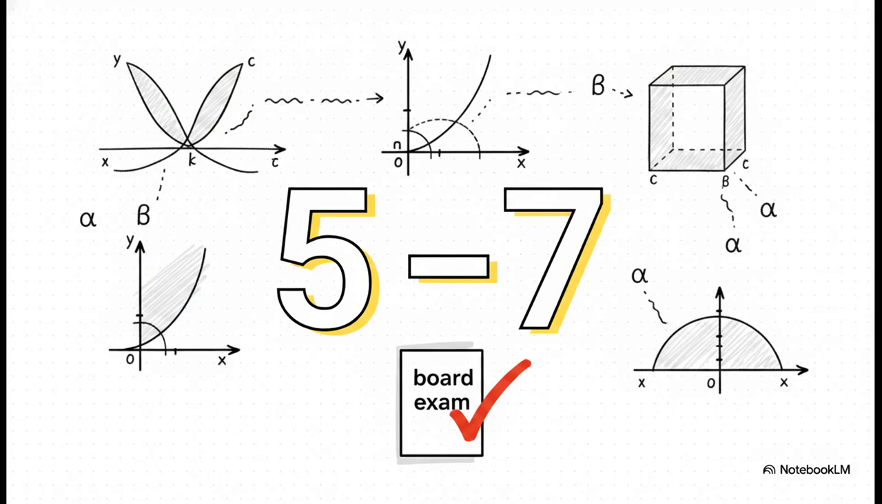And why exactly should you put in the effort to memorize them? Because these concepts, specifically the zeros, the graphs, and those secret relationships between the zeros and coefficients, are directly worth 5 to 7 marks on your board exams. That is a massive chunk of your final grade, all wrapped up in just a few simple logical rules that we just broke down together.